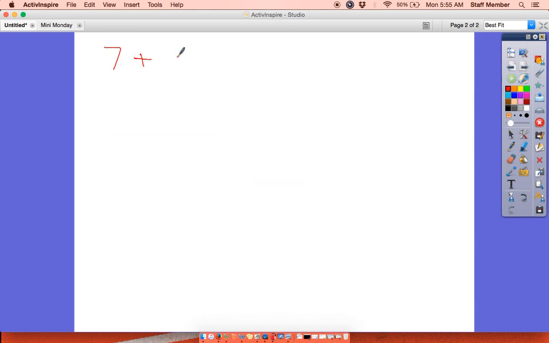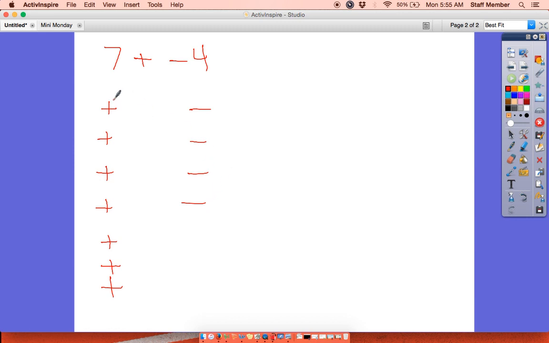So I'll give you the first one. We'll do 7 plus negative 4. How I want you to make this model is underneath the positive 7, I want 7 plus signs. This stands for 7 positive numbers. Over here I want 4 negative signs. This stands for 4 negative numbers, or basically 4 negative ones.